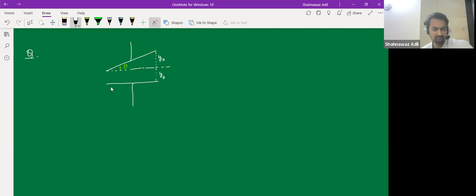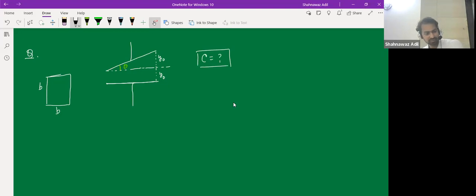Okay. And we want to calculate, and the area of this dielectric is, this square side is B. Okay, guys. Now we want to calculate what is the capacity. Is this question clear?